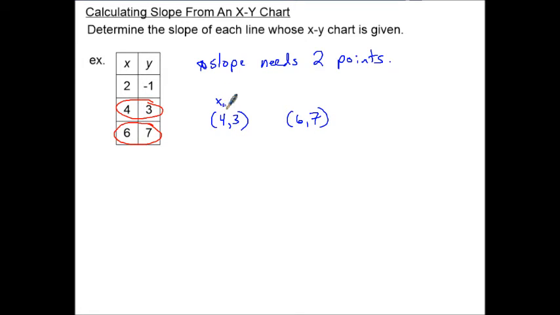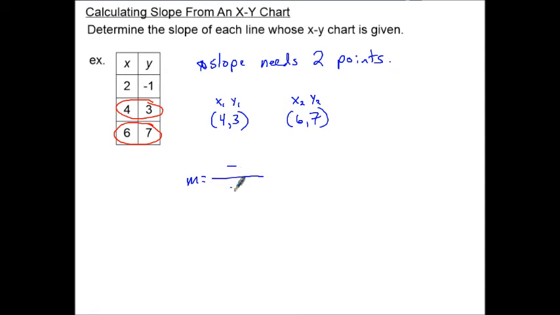Okay, again, this is going to be my x1 and my y1 right here, and this is going to be my x2 and my y2. Now don't get bent out of shape about which one's which, because it really doesn't matter. The formula, if you use it correctly, will give you the right answer no matter which way you go with those. Alright, so basically once I've got that, same basic thing as we've been doing the whole time.